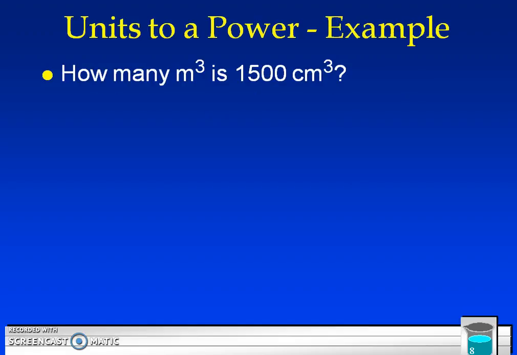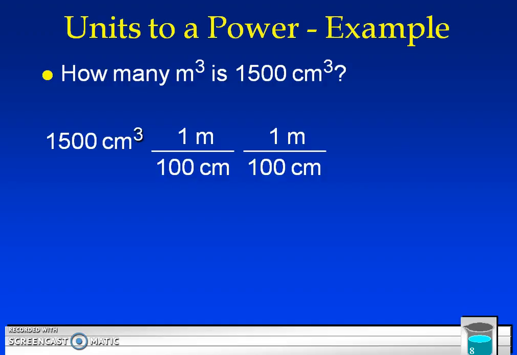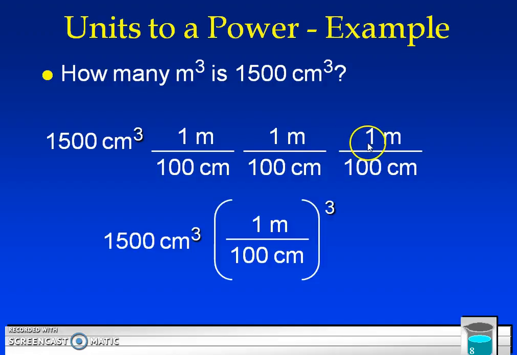You also can use something of a power, so units to a power. So how many cubic meters is 1,500 cubic centimeters? So one way of doing this is, again, start with your unit. What you're really doing with your conversion, going from centimeters to meters, is cubing it. So you can do it either that way, or that way.